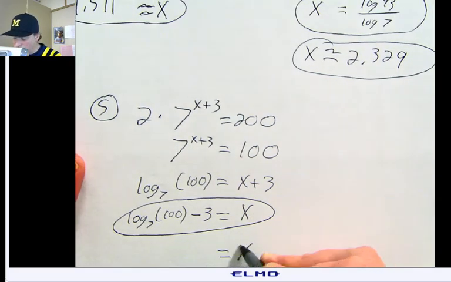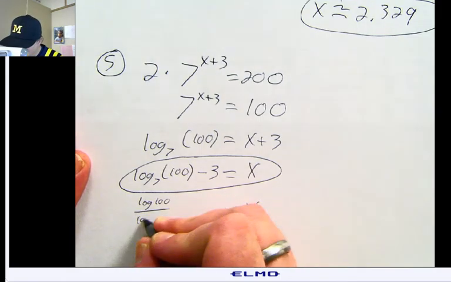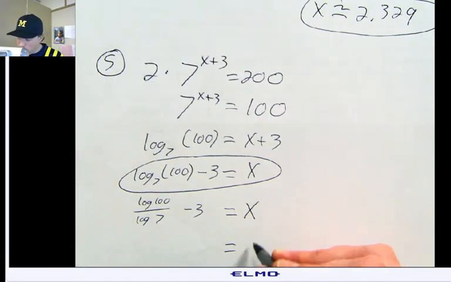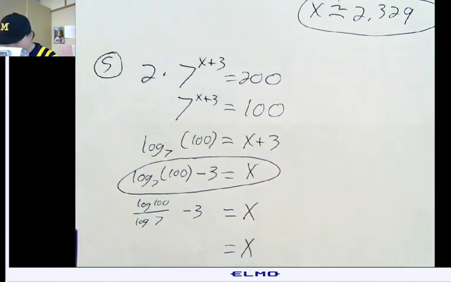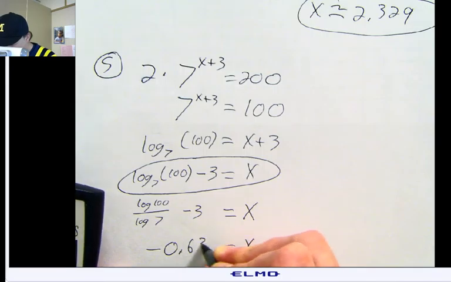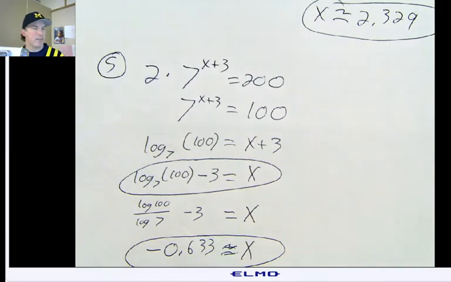And then as I work to my decimal approximation, this would become log 100 divided by log of 7, minus 3. For my decimal approximation, log 100 divided by log of 7. Then I'm going to hit enter to get that decimal, which is 2 point something, and then just subtract 3 from it, and I got negative 0.633 is my approximate answer.